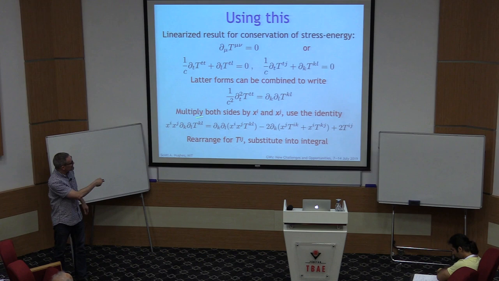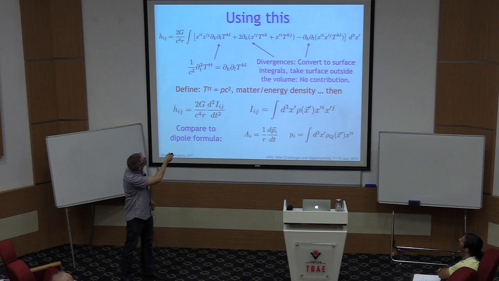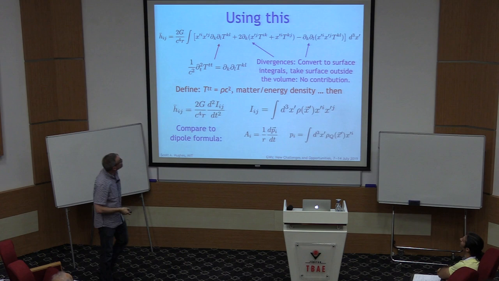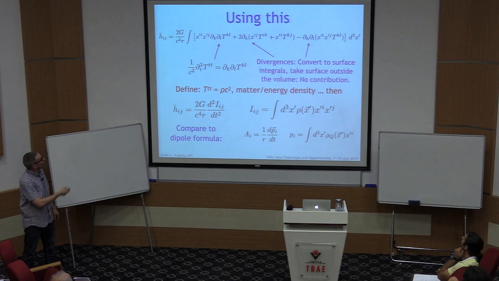When I substitute this under here, in my original integral, I get one bit here. Notice what this looks like. I've got x^i x^j times two spatial derivatives of my source. Over here, I've got terms that look like divergences of something. They can be taken to be surface integrals. Okay, and so when I do them, I can take the surface outside of my source. They contribute nothing to this integral.